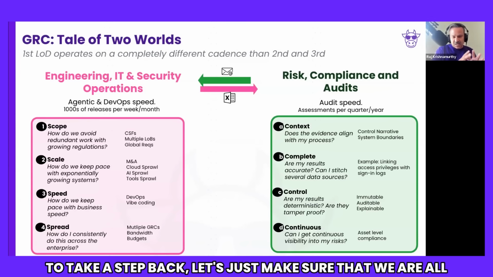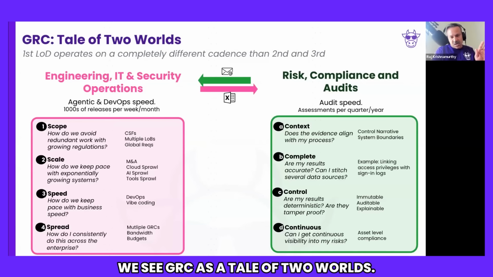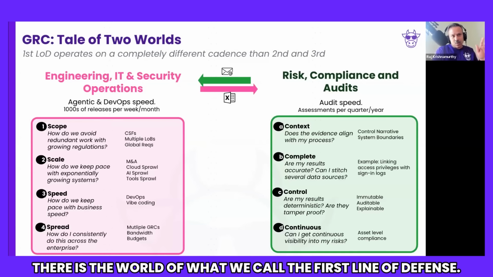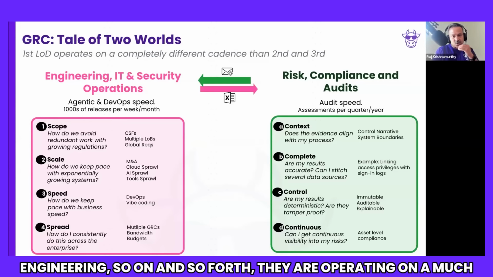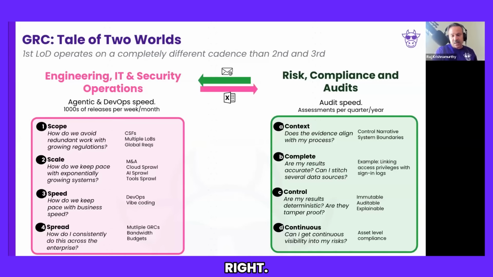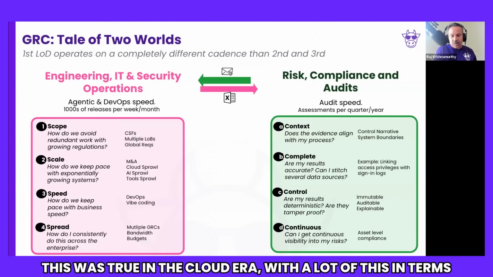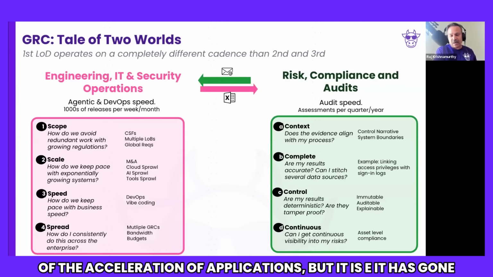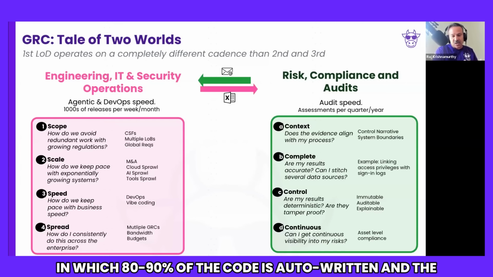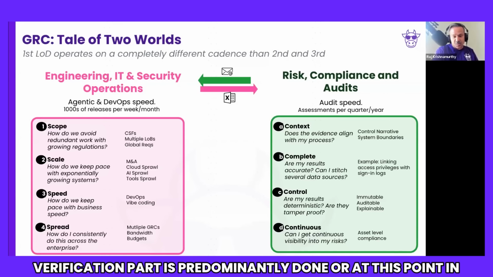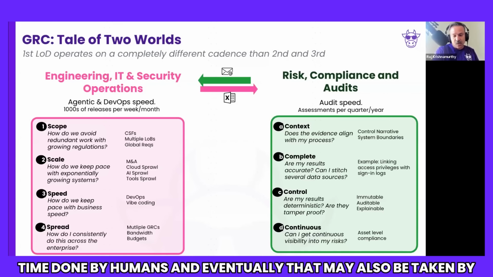To take a step back, let's make sure that we are all level set. We see GRC as a tale of two worlds. There is the world of what we call the first line of defense: your engineering teams, your IT teams, your security teams, your security operations teams, SecOps, and security engineering, and so on. They are operating at a much more rapid clip, at the speed of business. This was true in the cloud era, with the acceleration of applications, but it has gone exponential in the GenAI world, where 80-90% of the code is auto-written, and the verification part is predominantly done by humans at this point in time, and eventually that may also be taken over by agents.